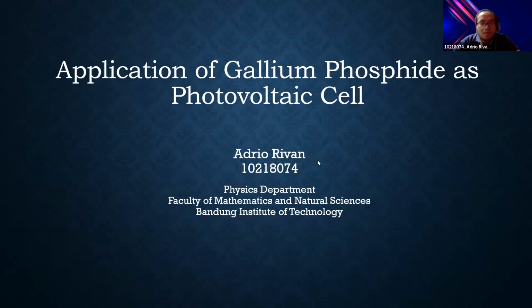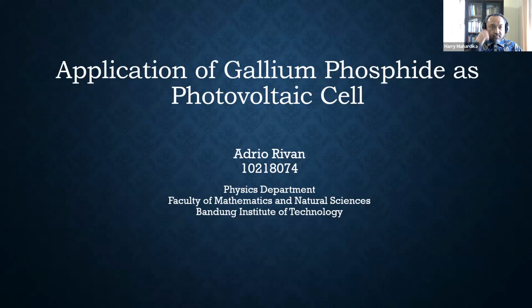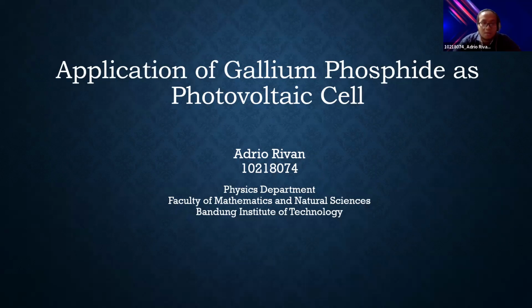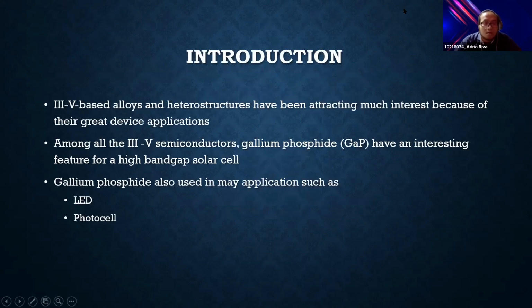I am Adrio Rifan from the Physics Department, Physics, Magnetics, and Photonic Research Group. In this section, I will talk about the application of gallium phosphide in photovoltaic cells. First, III-V based alloys and heterostructures have been attracting much interest because of their great device applications.